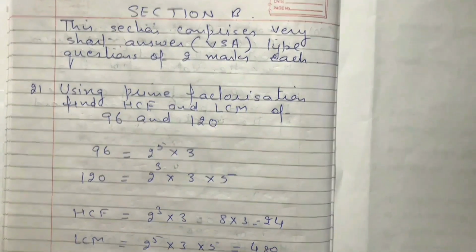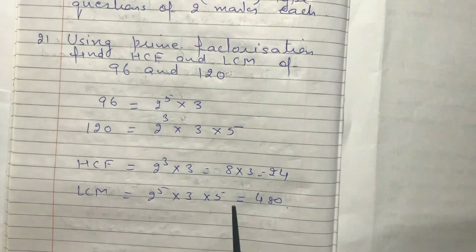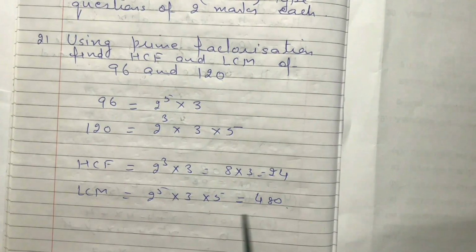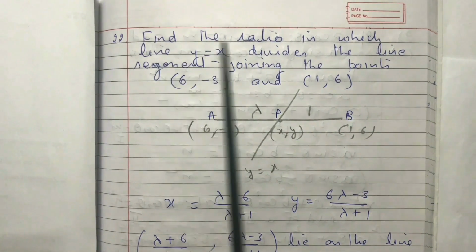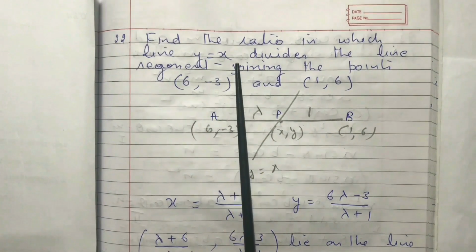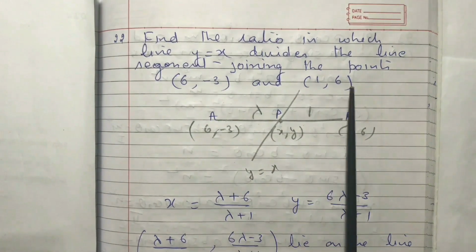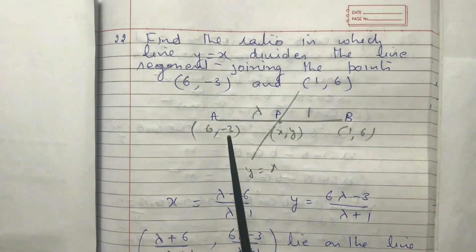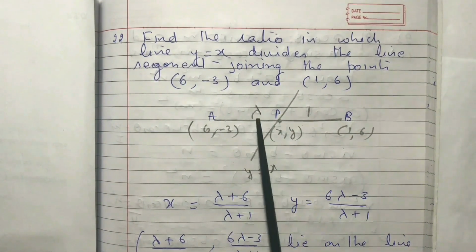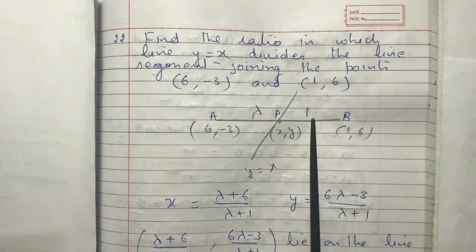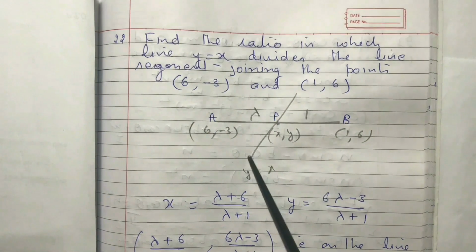So HCF is equal to 2 raised to power 3 into 3, that is 24. And LCM is equal to 2 raised to power 5 into 3 into 5. That will come out to be 480. Now 22nd question: Find the ratio in which line y is equal to x divides the line segment joining the points (6, minus 3) and (1, 6). Now this point is (6, minus 3) and this point B is (1, 6) and this is point P. P divides this line segment in some ratio, and this is line y is equal to x. So this line divides.